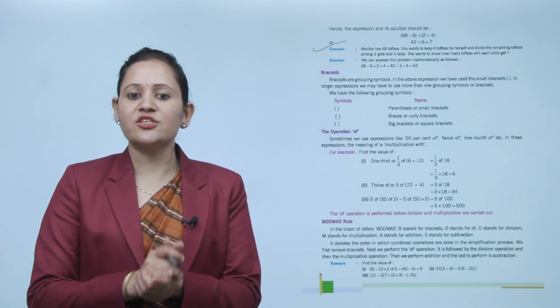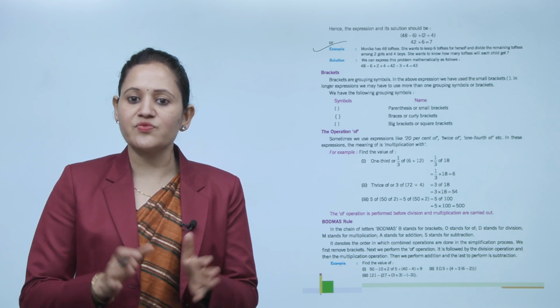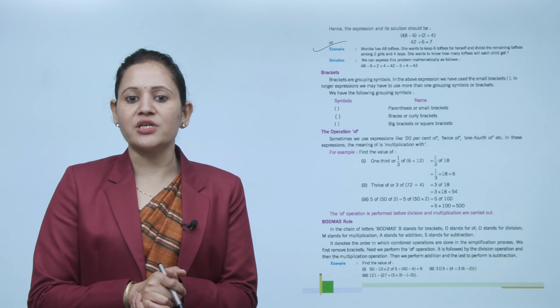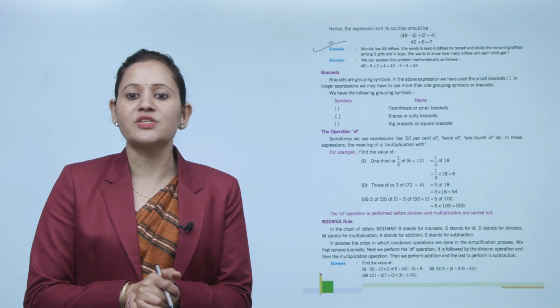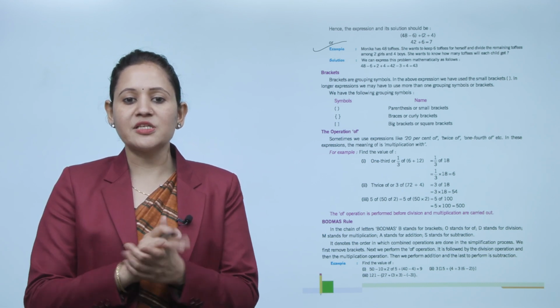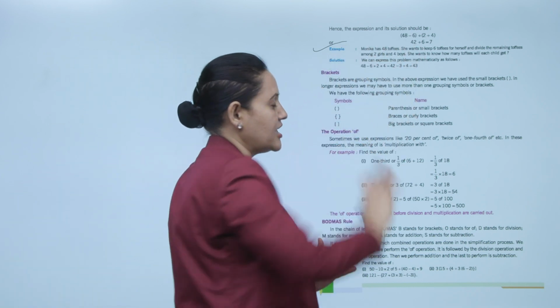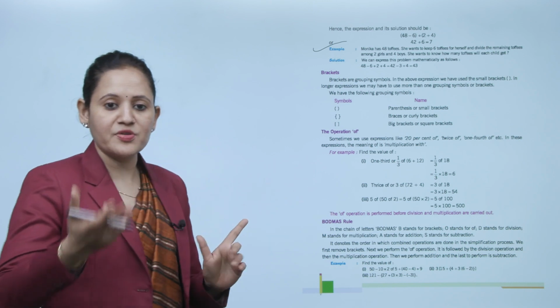Monica has 48 toffees. She wants to keep 6 toffees for herself and divide the remaining toffees among 2 girls and 4 boys. She wants to know how many toffees will each child get. So, what will the expression be for this problem? Because she wants to keep 6 toffees for herself, how many toffees are left?